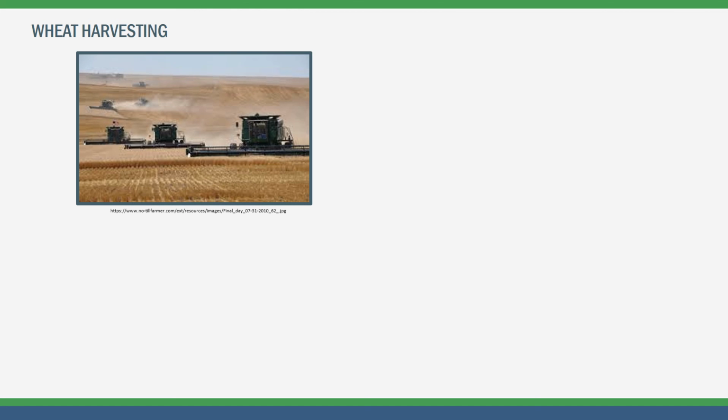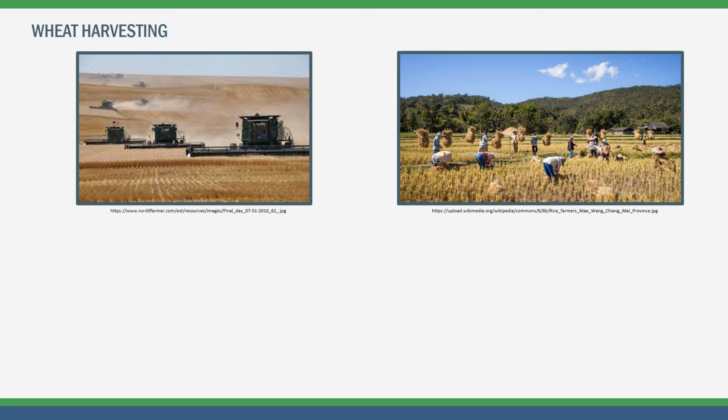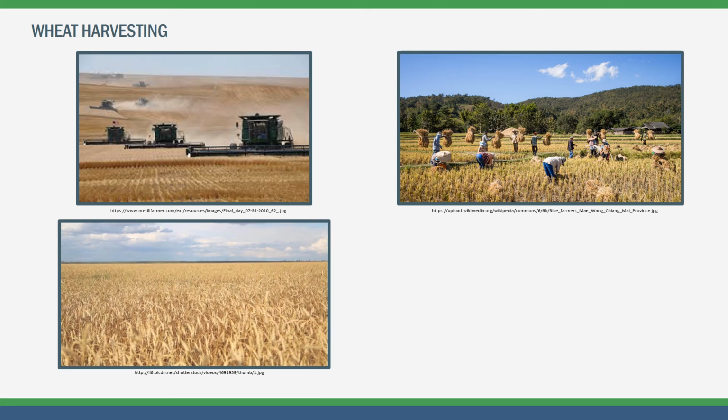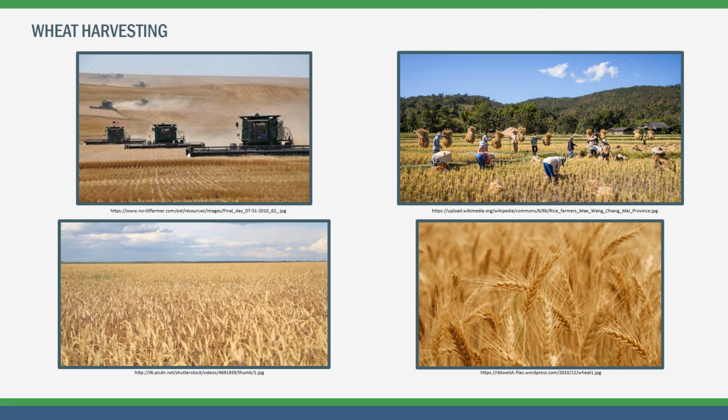This final slide shows images of wheat harvesting. The image at the top left shows the industrialized farming practice of using combine wheat harvesters to gather wheat. Contrast that to the more traditional wheat harvesting methods used in the developing world, where laborers are the primary means of gathering the wheat. The bottom two images are of commercial wheat fields and individual wheat spikes and stalks.